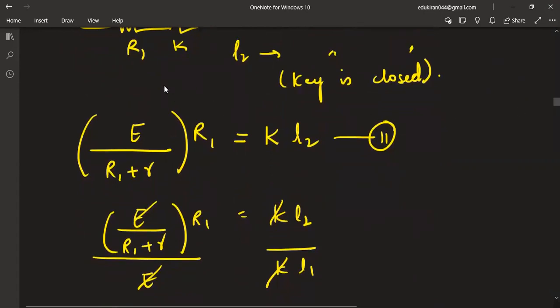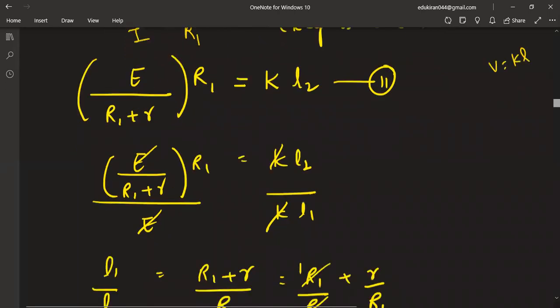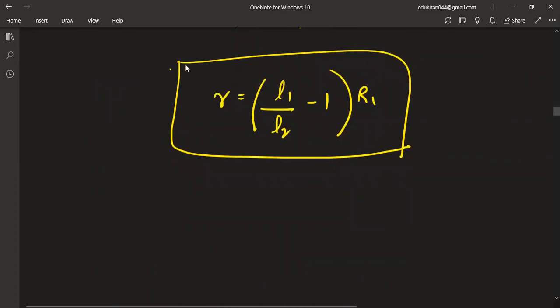So now see, this was the formula which we got. Remember, I R1 is the potential, E by R1 plus r into R1. This is the potential, current multiplied by resistance. This term is your potential, and K L2 is the other. Final formula: small r is equal to L1 by L2 minus 1 into R1.